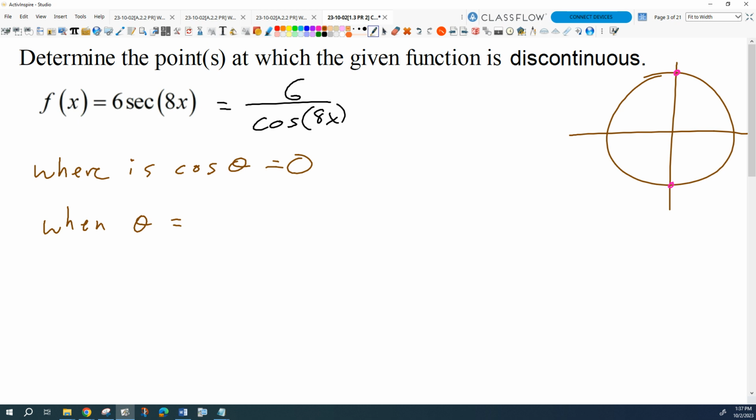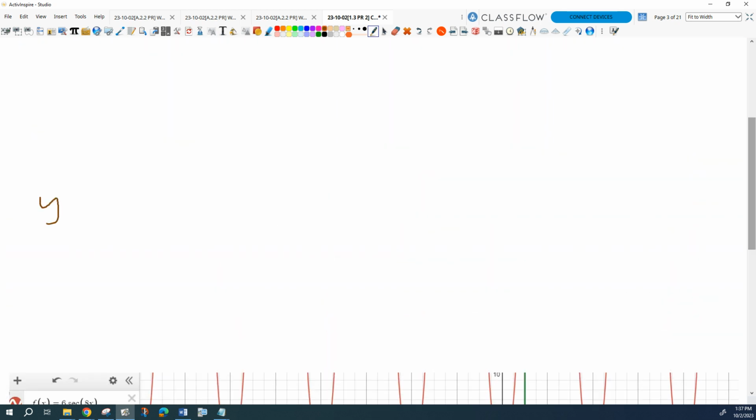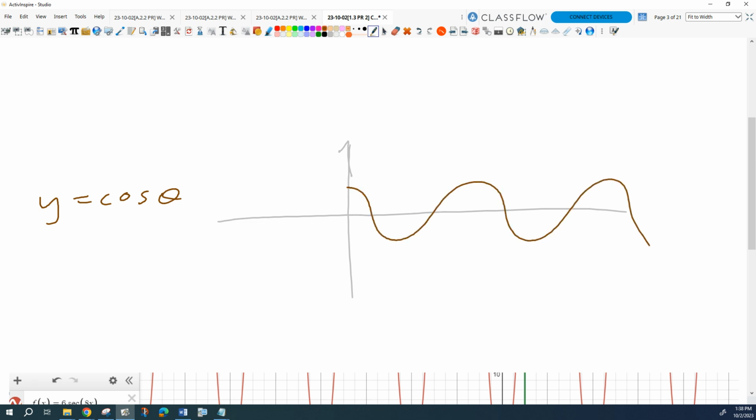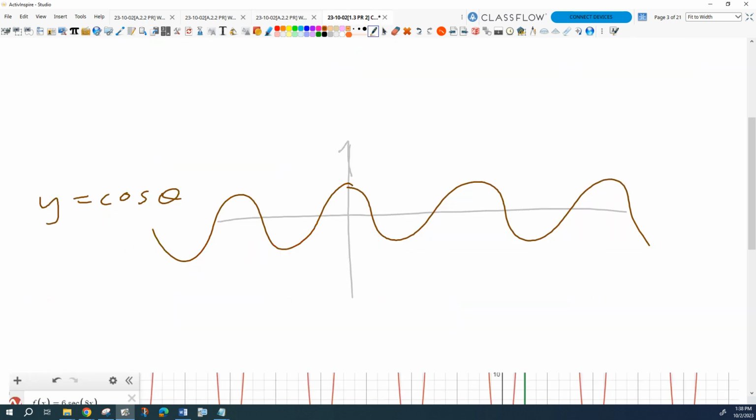If I were to graph a cosine function, if I graphed something like y equals cosine theta, wouldn't I just get something like this? How far does that cosine function go? Infinitely far. Well, how many places is that cosine function equal to 0? You guys picked out 2 of them for me.